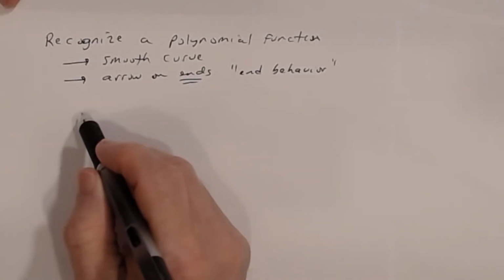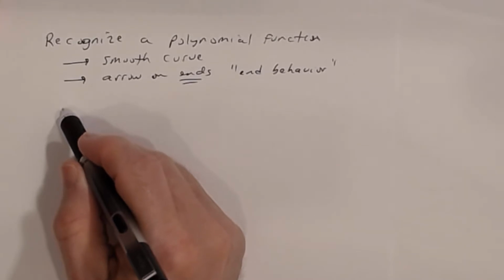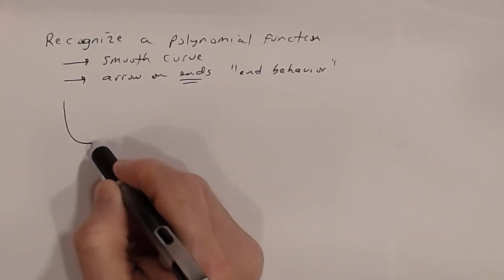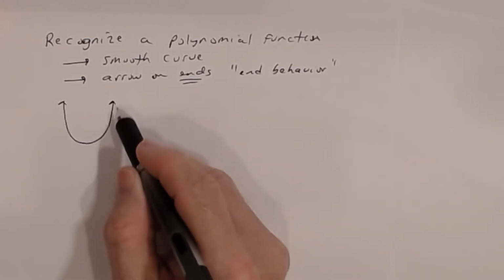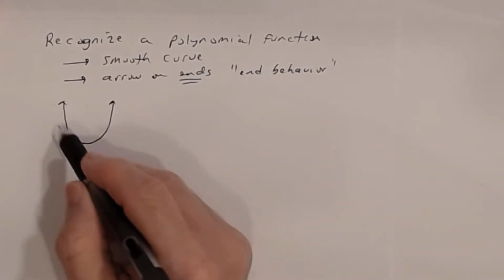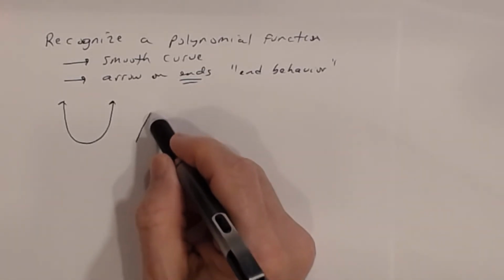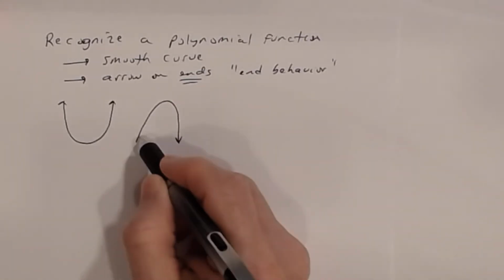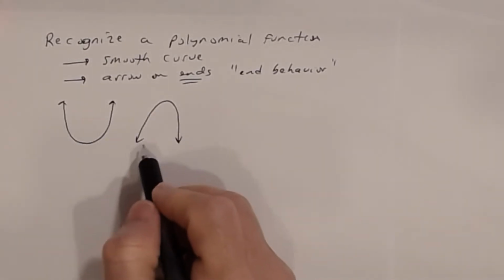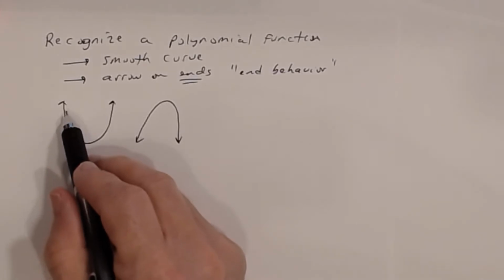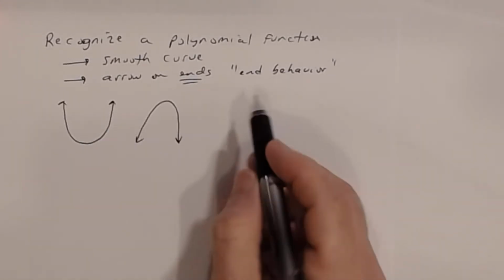And so here's how it's going to look. An example would be something that you had previously where you graphed a quadratic function and you ended up with a parabola. So you see this smooth curve? That's the graph of a polynomial function. Something like this. This is a smooth curve. Notice you have arrows on both ends. It just so happens that these arrows are pointing in the same direction.